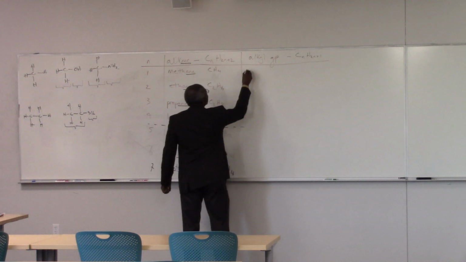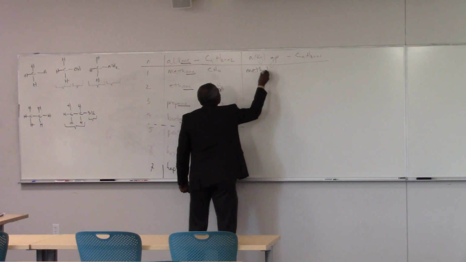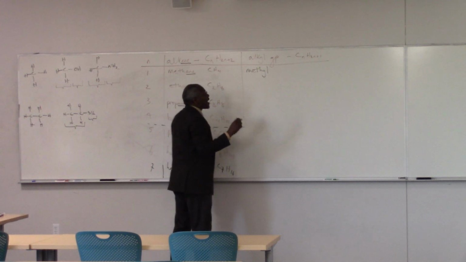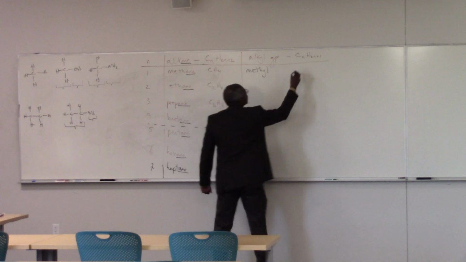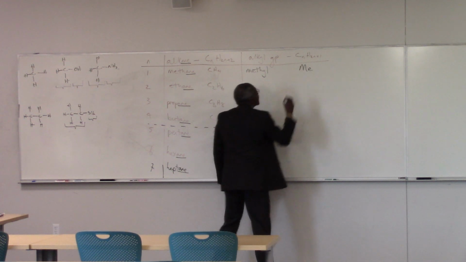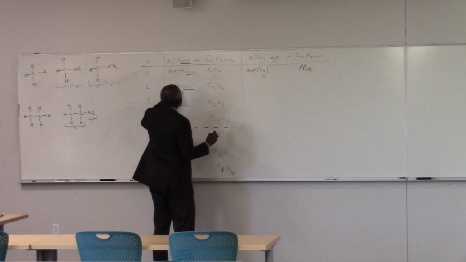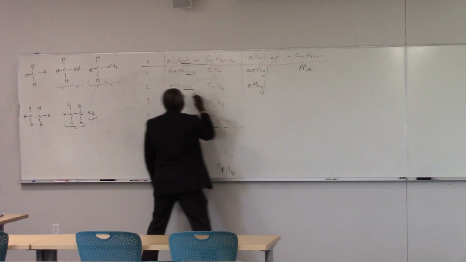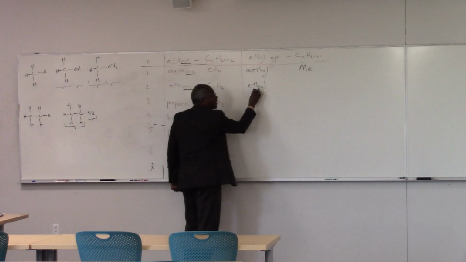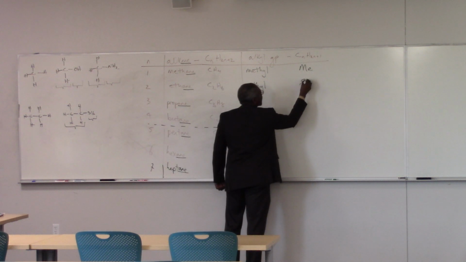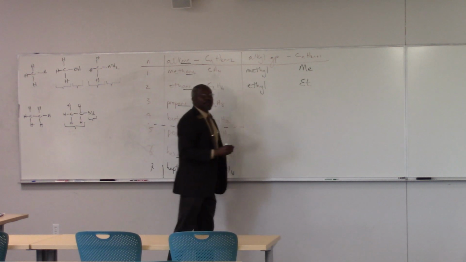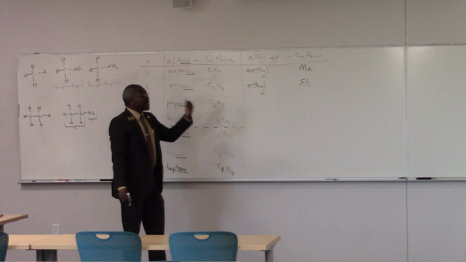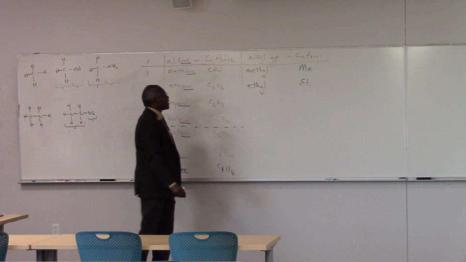So this is methyl. From methane, I get methyl. And methyl is abbreviated as uppercase M, lowercase e. If I have ethane, that will give rise to the ethyl group. So I replace the ANE by YL. And that's abbreviated uppercase E, lowercase t. So the first letter is capitalized, it's uppercase. The second letter is lowercase.